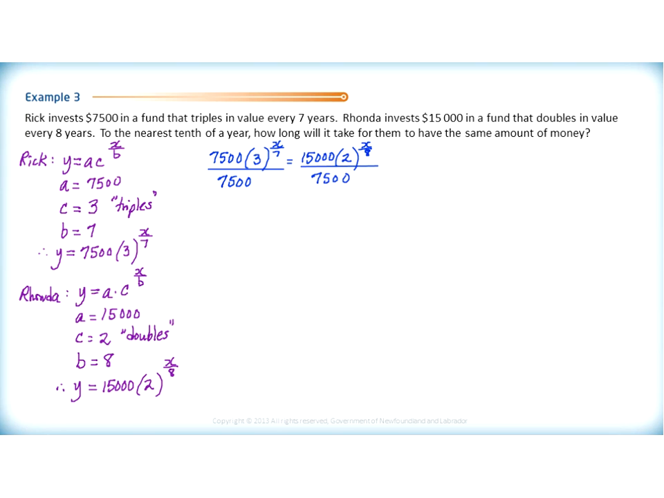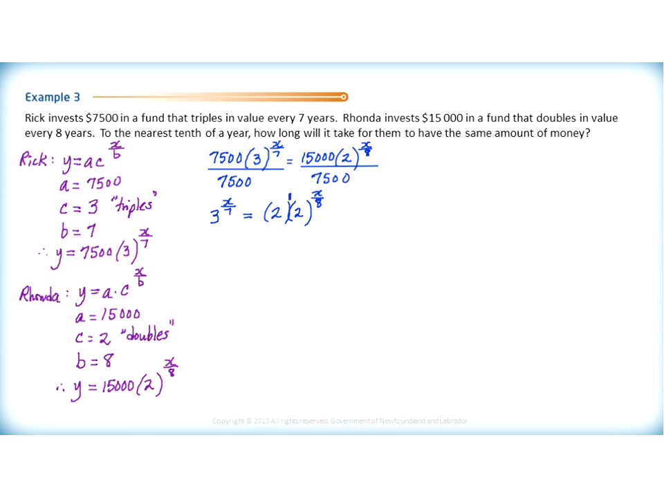On the left-hand side, we are left with 3 raised to the power of x over 7. And on the right-hand side, 15,000 divided by 7,500 is just equal to 2, multiplied by 2 to the power of x over 8. I'd like for you to notice that on the right-hand side of this equation, you are multiplying powers with the same base. So using a rule for exponential equations, when you multiply powers with the same base, you can add your exponents.